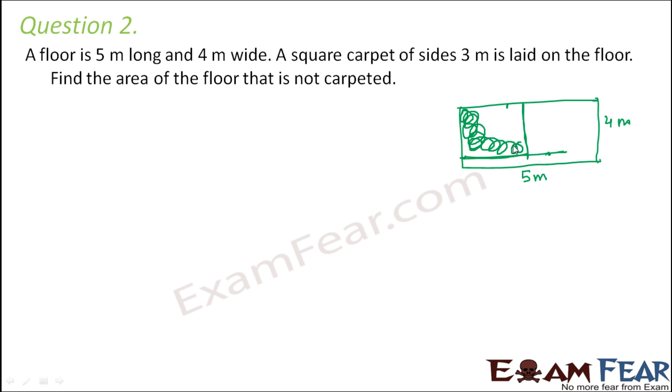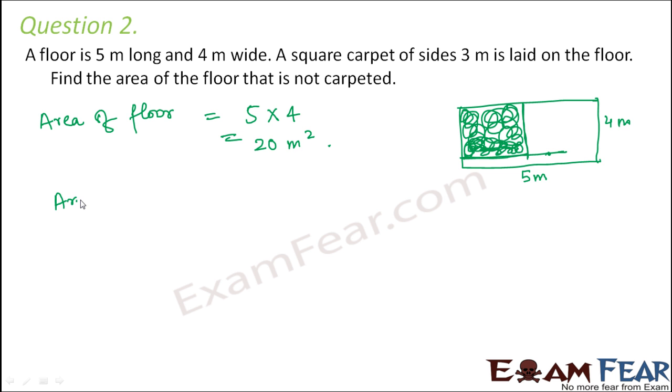So let's assume this is the square carpet. Let's draw it like this. This is our square carpet which has been laid on the floor. We have to find out the area of the floor that is not carpeted. That means this white area which is not carpeted, that is what we have to find out. For this, first let us calculate the total area of the floor. That would be the area of this rectangle, which is length into breadth. So this would be 20 meters square.